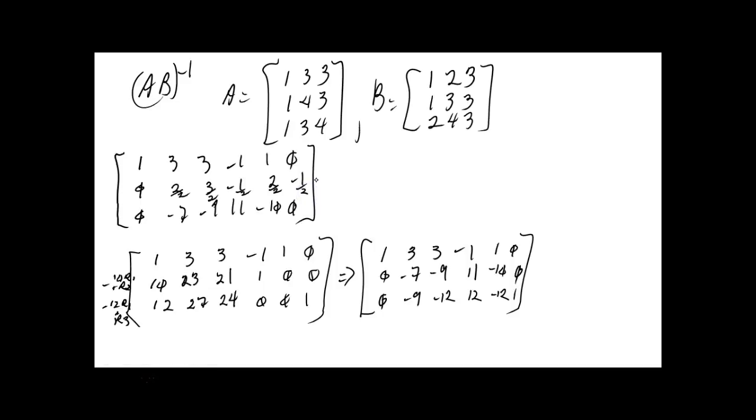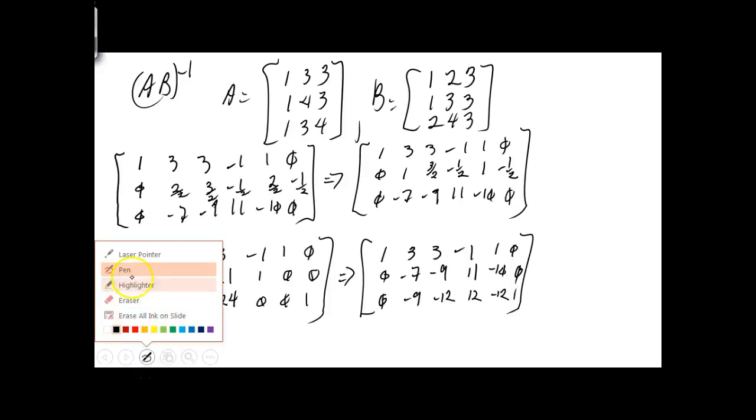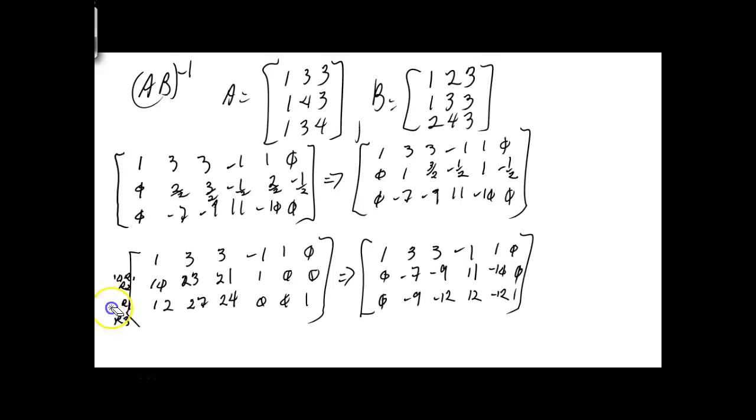Okay? I guess I better write that one out. 1, 3, 3, minus 1, 1, 0, 0, 1, 3 halves, negative 1 half, 1, negative 1 half. And 0, negative 7, negative 9, 11, negative 10, 0. Okay, now we're going to get a 0 below the 1 and above the 1. Right. So let me erase this down here.